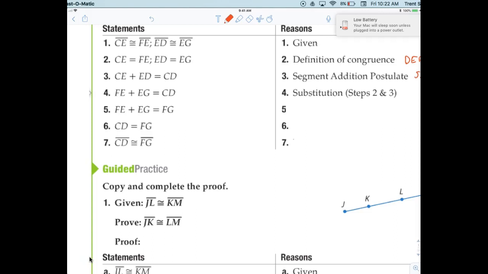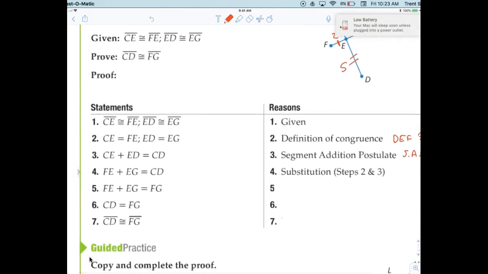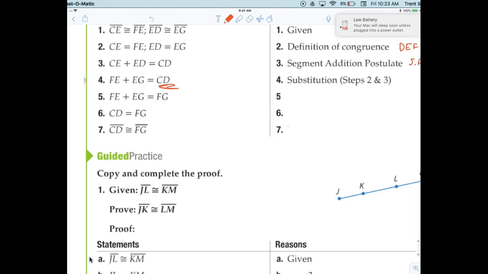I knew that FE plus EG is equal to what? FG. But that's not what they said, correct? They said what? Plus EG. Now, why is that? Here's what I'm trying to show you, guys, so please pay attention. Because CD is equal to FG. CE is equal to what? FE, and ED is equal to what? EG. So please watch up here.